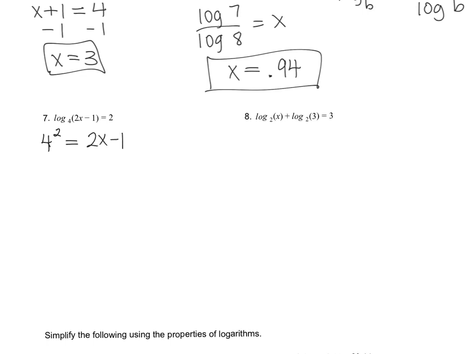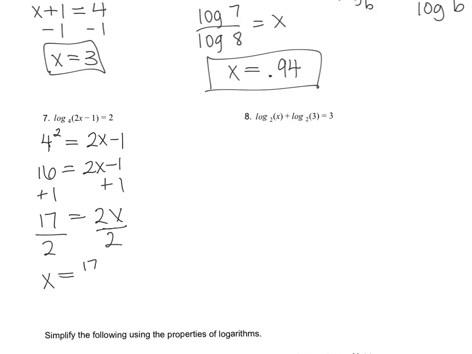Now we want to evaluate our exponent. So 4 squared is 16 equals 2x minus 1. And now we solve our equation. So we're going to add 1 to both sides, and we get 17 equals 2x. Then we divide both sides by 2, and we get x equals 17 over 2.